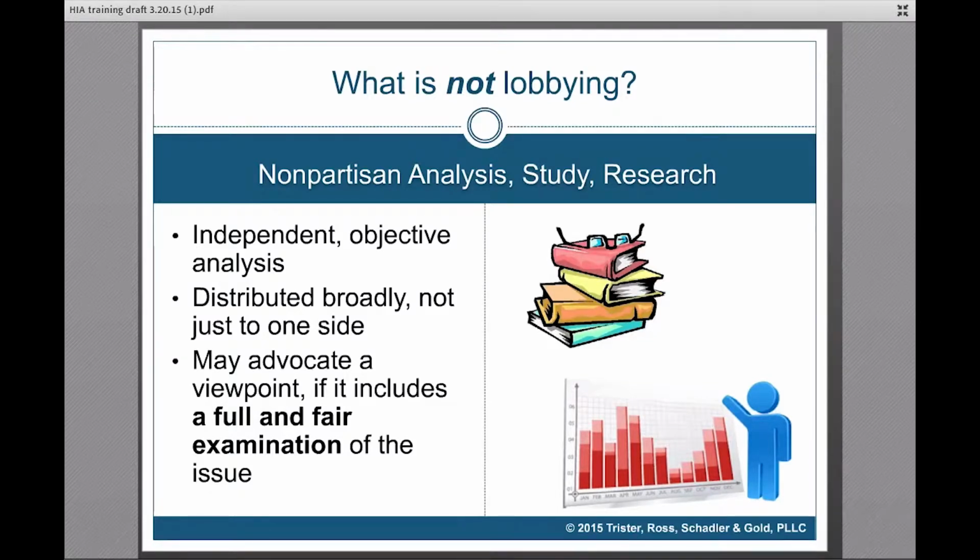The advice that you're sharing needs to be made available to all members of the requesting entity. It can't just be given to one side or the other. It needs to be given to everyone who sits on that committee. And it may advocate a viewpoint. It may advocate very aggressively why a particular piece of legislation is good or bad, as long as the request specifically asks for or seeks opinions and recommendations.